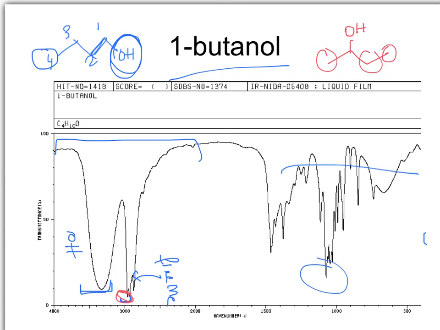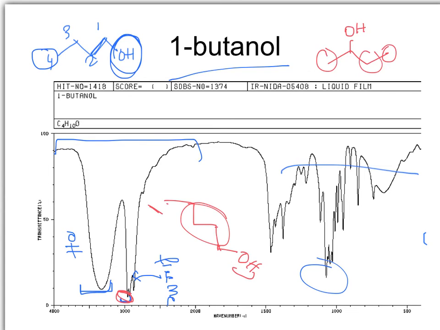Let's change the butane to maybe pentane. So let's say you have pentanol, 1, 2, 3, 4, 5. I still have the OH, I still have the CH2s, I still have the CH3. What do I expect? Should be exactly the same.